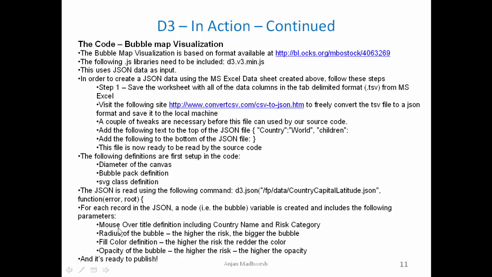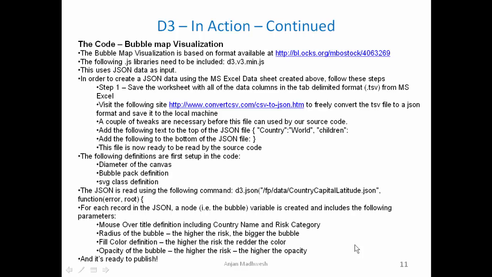First, we apply the mouse over title definition, including the country name and risk category. Then we specify the radius of the bubble, like we did for the previous project. The higher the risk, the bigger the bubble. And the fill color definition, again, the higher the risk, the redder the shade. By redder, I mean from the WebGAR scale. And then the opacity of the bubble: the higher the risk, the higher the opacity.